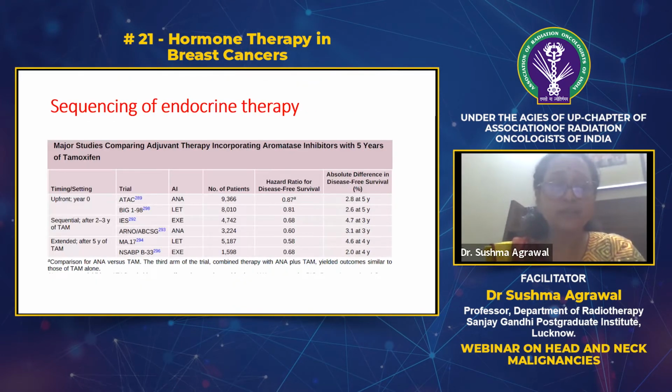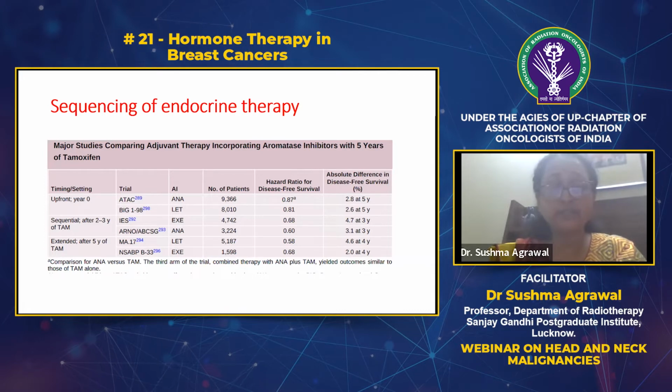Now the sequencing. There were a lot of studies regarding the sequencing, and a few were at year 0, where they gave tamoxifen in one arm or anastrozole in the other arm. The difference in survival was 3%. BIG 98 showed that the difference in survival was 2.5% at 5 years with letrozole. If you add AIs after 3 years of tamoxifen, then the benefit is about 4.7%. And if you add AIs after 5 years of tamoxifen, the benefit is maximum. So this is in postmenopausal women.